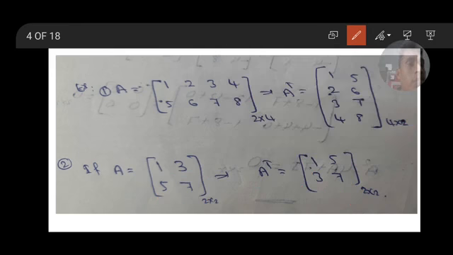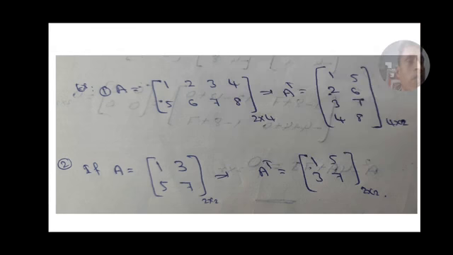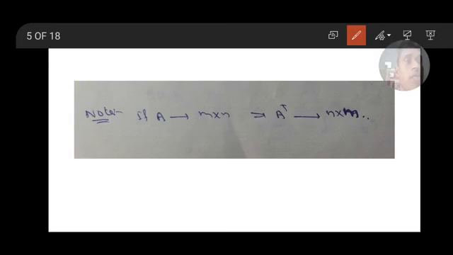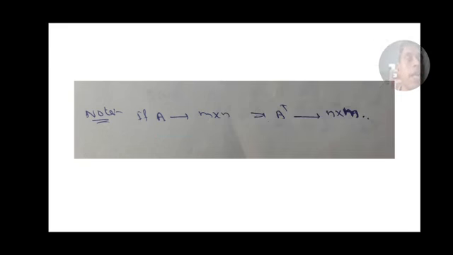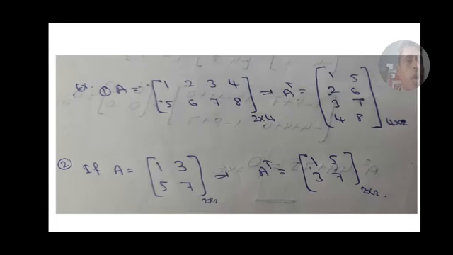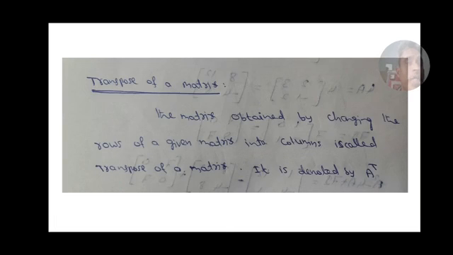Next, if you observe, this 2 by 4 becomes order 4 by 2, means it is reversing. If suppose A is of order m by n, then A transpose is of order n by m. Rows and columns will be interchanged. Okay, next, this is a transpose of a matrix. What is the transpose of a matrix? Changing rows into columns. Changing rows of a given matrix into columns is called a transpose of a matrix. It is denoted by A power T.